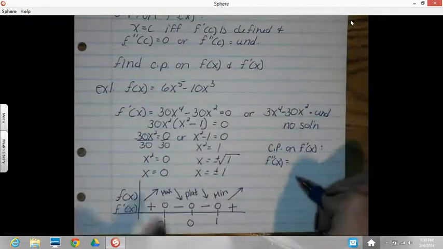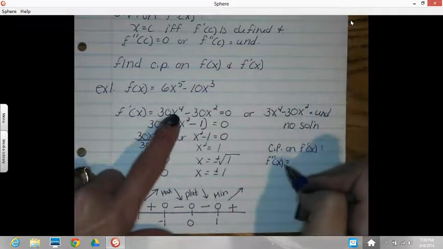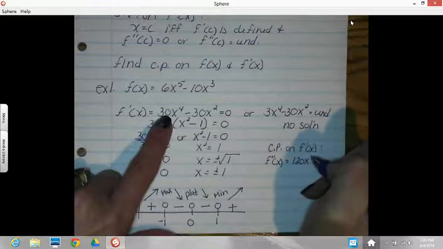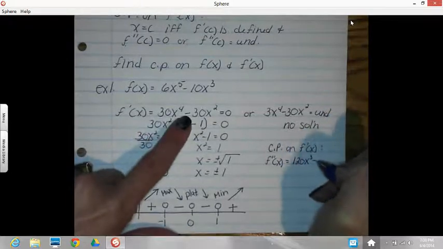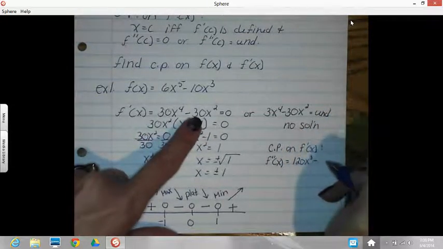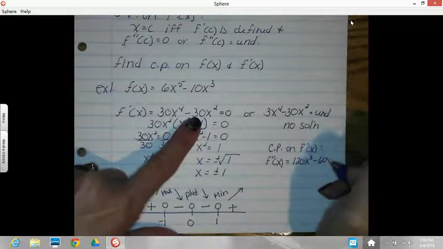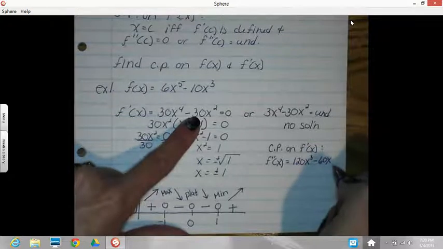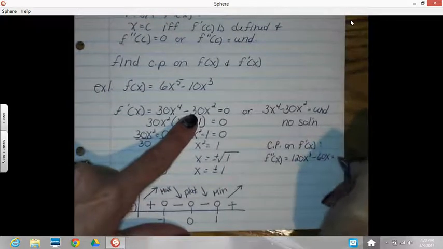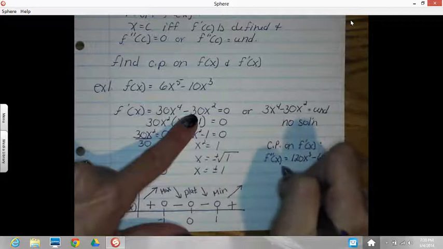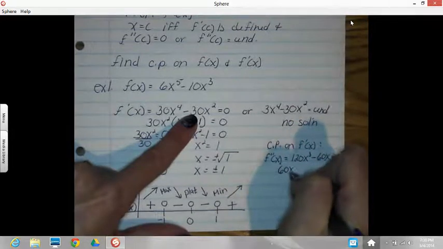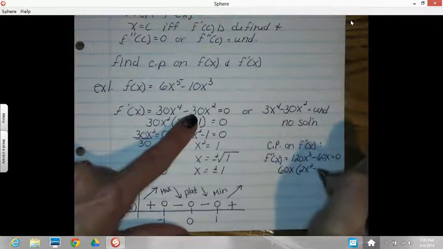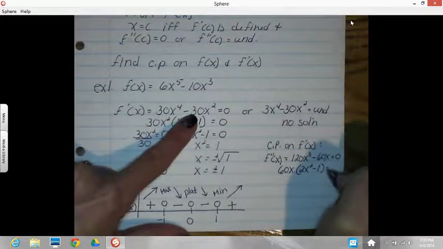So I will use this one here. That will give me 120x cubed minus 60x. I want to set that equal to 0 and check and see if it's undefined anywhere. I'm going to squeeze in the equals 0 right here. I'm going to factor out the 60x. That will leave me with a 2x squared minus 1 equals 0.